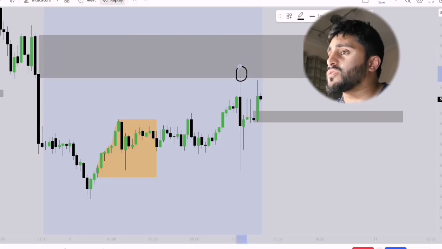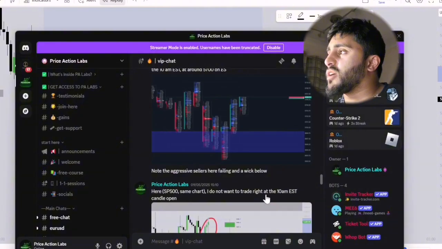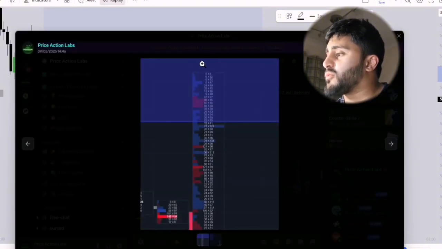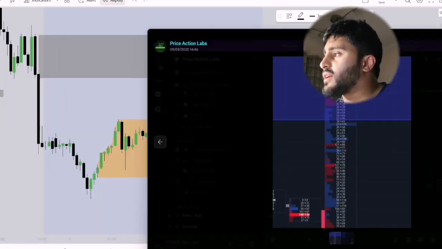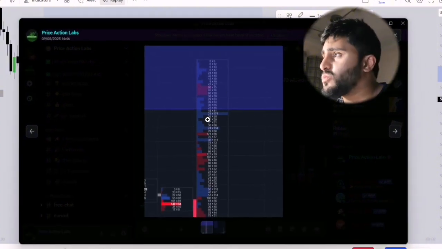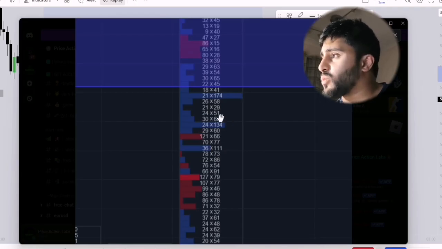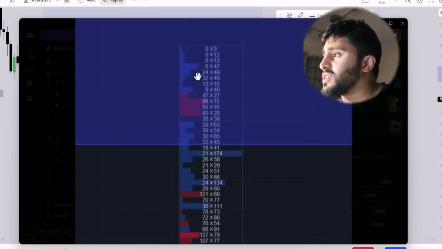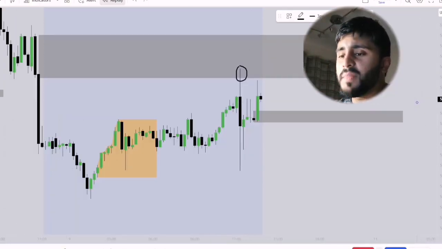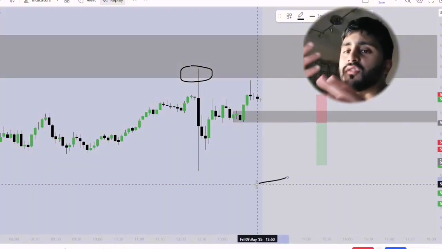Notice how ES respected this POI pretty much perfectly. We saw price respecting this POI. In fact, when we go over to the ATAS platform, interestingly enough, if we go to the same wick, the wick which I've circled over there, when you look into this wick, you can see a lot of positive delta. We see 21 for 174, we see 24 for 134. We see a lot of zeros at the top. When you see a lot of zeros and positive delta, what that means is that there are more aggressive buyers than aggressive sellers.